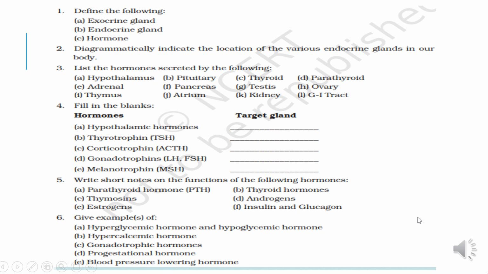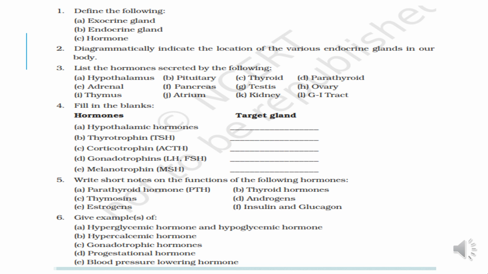First question is exocrine gland. These are the glands which discharge their secretions via ducts onto the body surface or into the cavities in the body. And endocrine glands are ductless glands. They pass their secretion into surrounding blood for transport to the site of action.